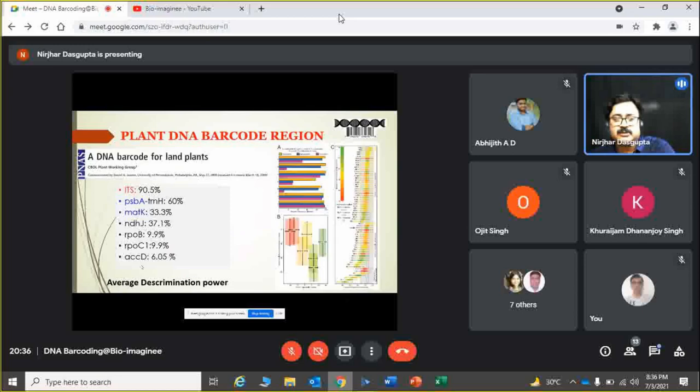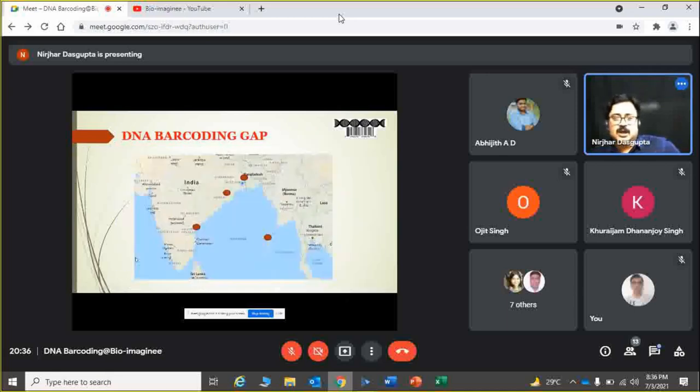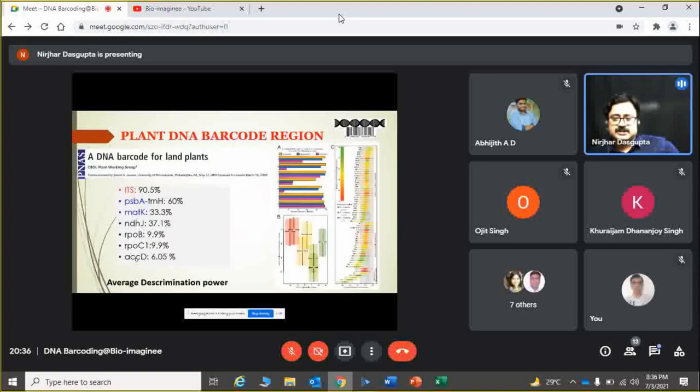This is one paper that was published by the CBOL, that is the Plant Barcode of Life working group. They found out the average discrimination power of each of these different markers. So this is basically what has already been done.